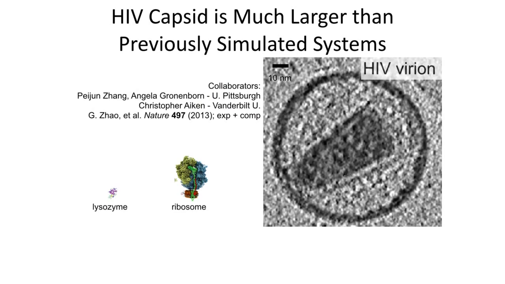If you were here at 9 a.m. for Romy's talk, she's working on things at the scale of the left. You get up to things like the ribosome, which creates proteins in the cell. You're at about 3 million atoms for a full simulation. This thing is going to be on the order of 100 million atoms.